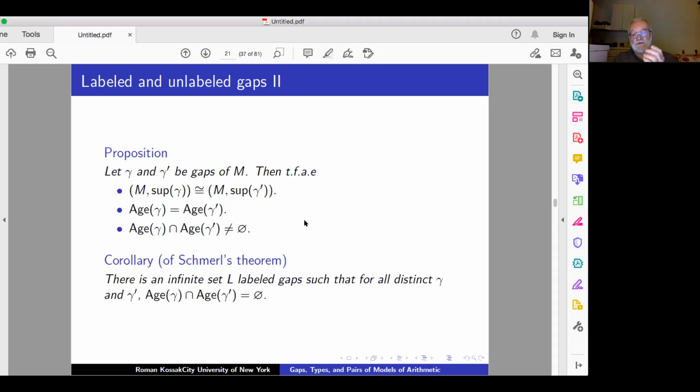And from Jim's construction of those infinitely many non-elementarily equivalent shortcuts, you can formulate it like this. There's an infinite set of gaps, all labeled by those minimal types realized in them, and the ages are all different. Okay, so this is part of the partition of the model, and in those gaps you have all kinds of types, and those gaps have nothing in common. The ages are different.